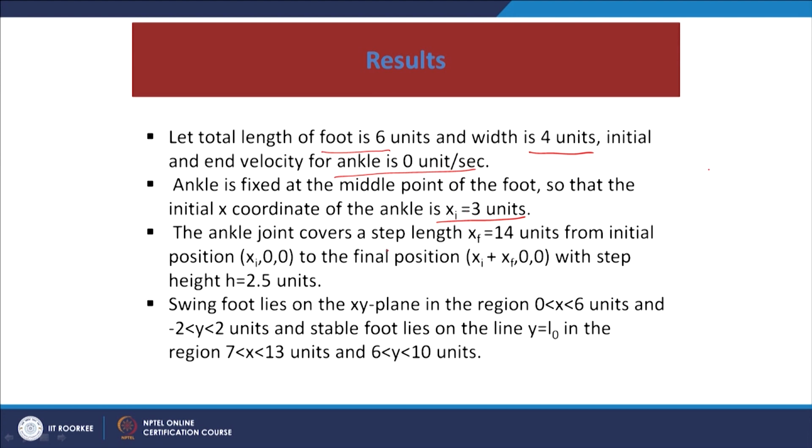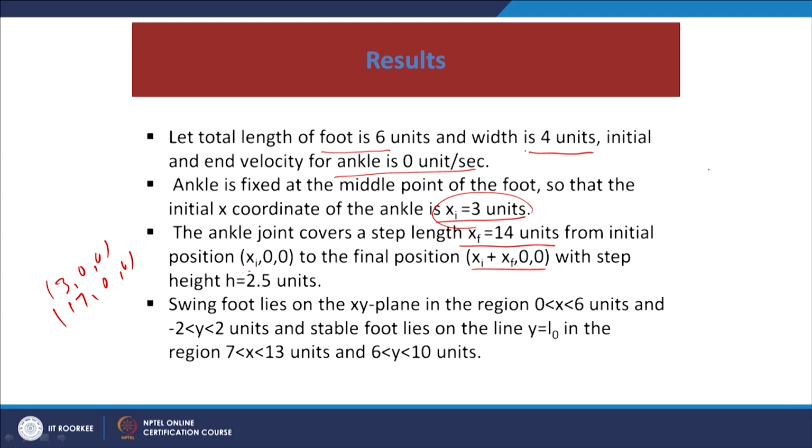So, one step length is taken as 14 units from the initial position x100, that is x1 is 3 here because the initial position of the ankle is 3 units. So, this x1 is 3, 300 is the initial point and the final position is 1700, the length of one step being 14. So, it starts from here and ends at this position with initial velocity 0, final velocity 0. So, we can derive the ankle trajectory according to these values.